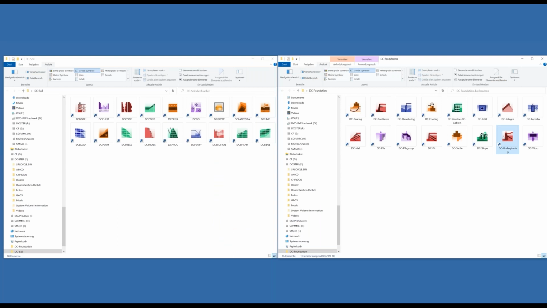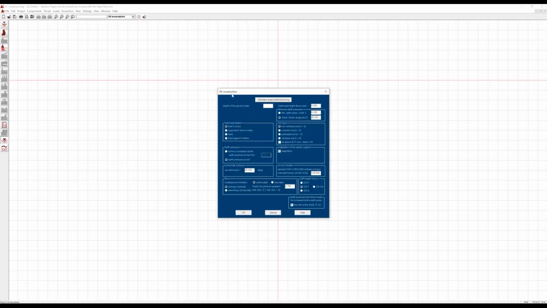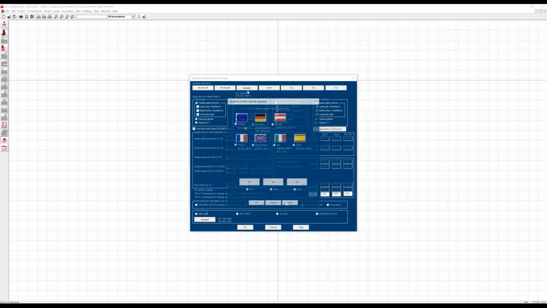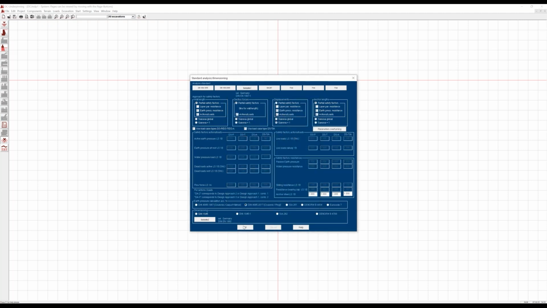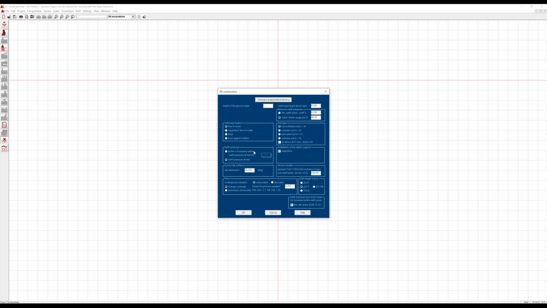If we go to DC-Underpinning, we have quite a similar user interface, the same type of icons here at the left side. Again, we have the standard for the analysis, Eurocode 7 for Germany, for example. And here we have quite a number of basic parameters, for example, which type of earth pressure we want to use for this wall. This might be active or increased active earth pressure or earth pressure at rest. And for example, for increased active, we can define a part of 50% of soil pressure at rest and 50% of active earth pressure.